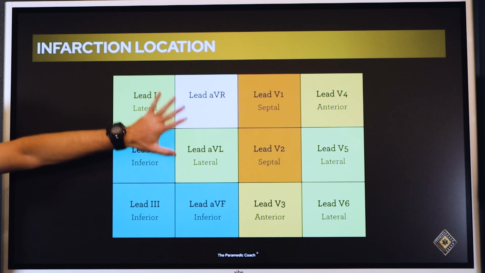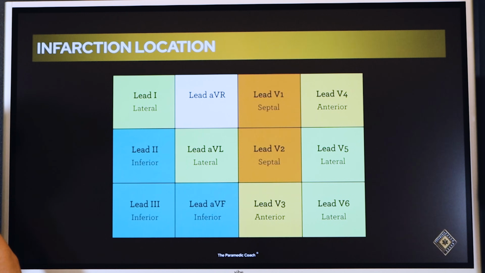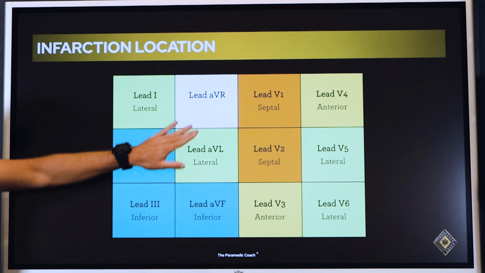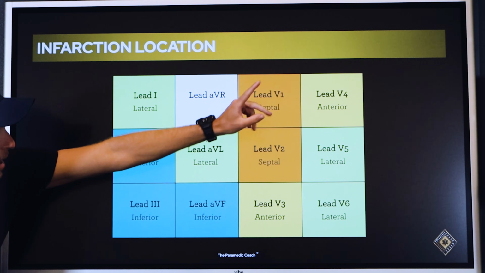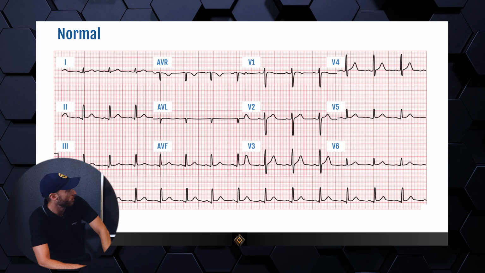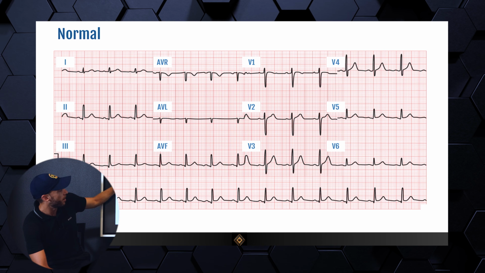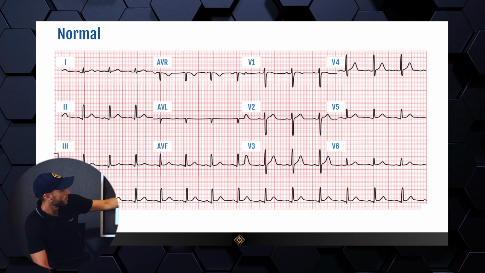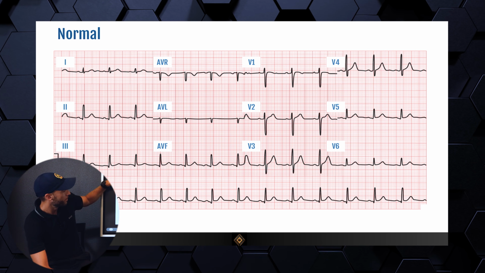Okay, here we go. These are all the leads, and I'm going to go back just so we can see. Look here, 1, aVL, 2, 3, aVF. aVR has no friends. V1, V2, V3, and V4, V5, and V6. Let me go back to the normal EKG real quick, okay? Remember here's lead 1, here's aVL. They are friends. They are contiguous with each other. 2, 3, aVF, they are friends. Okay?